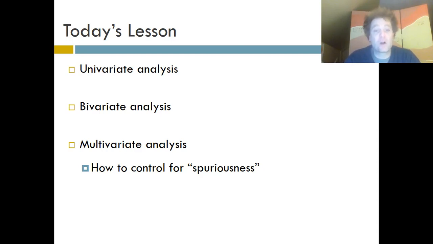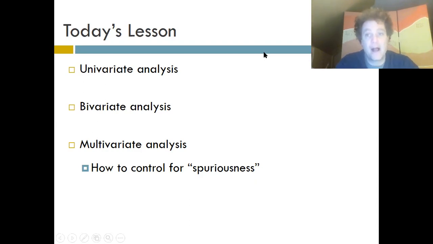And when we do this, we're going to be going back to this concept of spuriousness, right? If you remember all the way from, I think it was our first or maybe second week of class, we talked about spuriousness. And we're going to see how you can use multivariate analysis to control for spuriousness. So don't worry if you don't remember what spuriousness is. I'm going to review it again when we get to that section of the lesson.